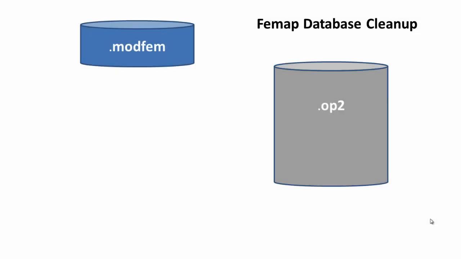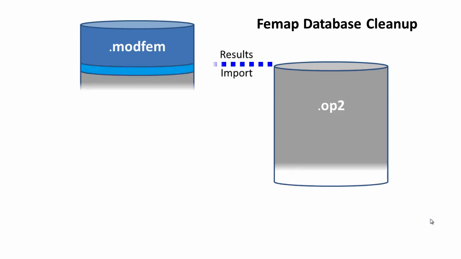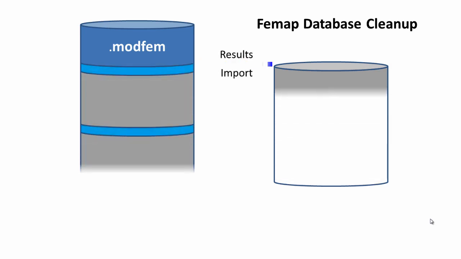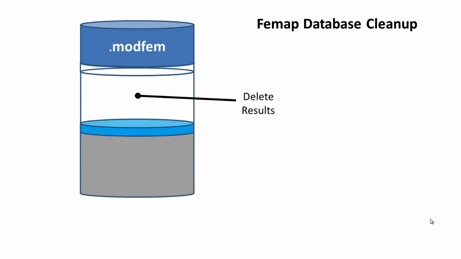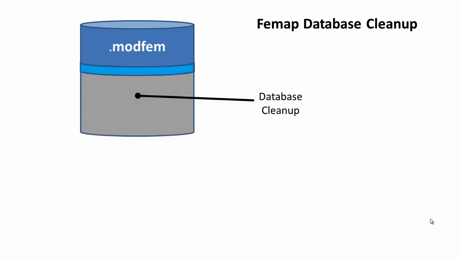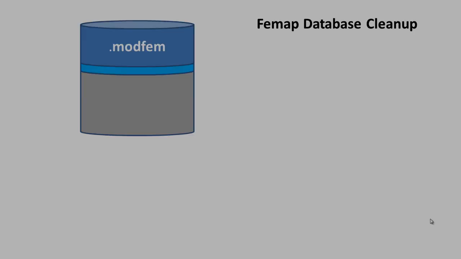Femap performs a database cleanup during a save to release any unused space and automatically compresses the database. This reduces the database size by freeing up previously used space, for example, after results output has been deleted.